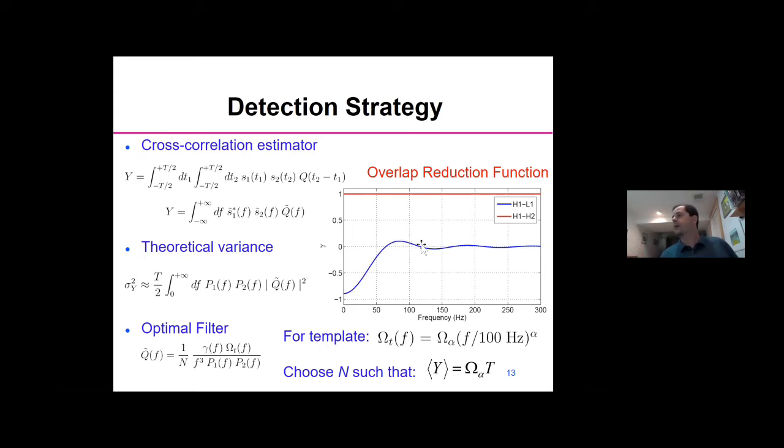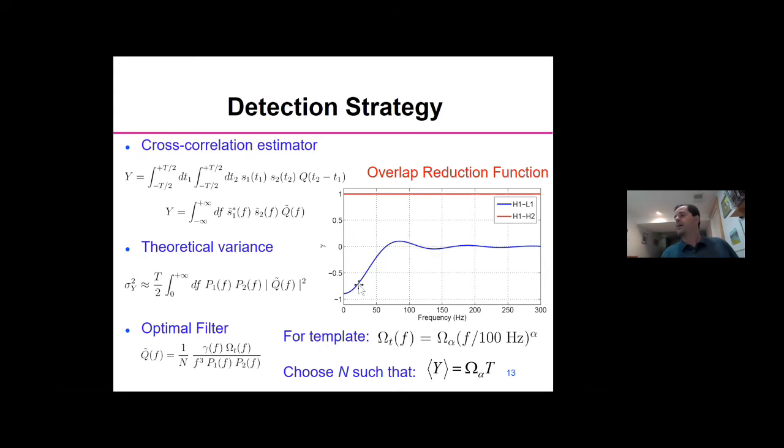You see that the overlap reduction function is non-trivial, right? It starts off relatively close to 1, but already at 60 hertz we have our first 0, and that 60 hertz is basically the combination of the distance between the two detectors, Hanford and Livingston, and the speed of light, which is the propagation speed of gravitational waves. And that repeats to 120, 180, and so on.